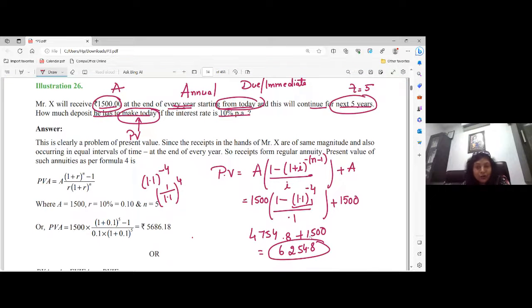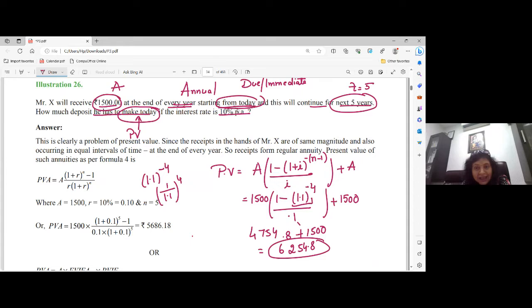They have done the question wrongly, bacha. Whenever they say starting from today, in that case the scenario will be present value of due or immediate. But they have solved the question as it is using regular annuity. 1500 at the end of every year, starting from today. So we are doing wrong. This is not n minus 1, this is n, because 1500 you are getting at the end of every year. So this is the scenario of annuity regular, not immediate. So again rectify the question.